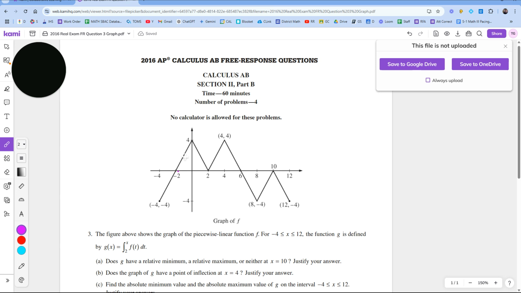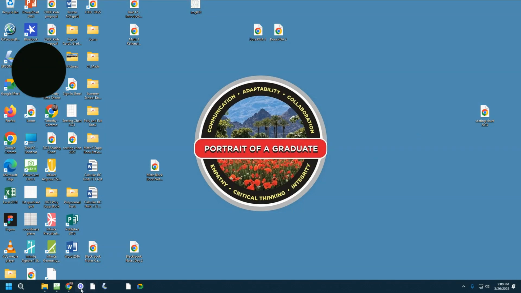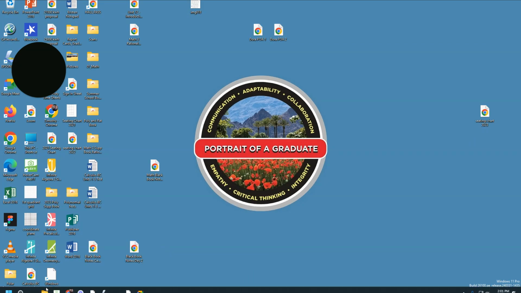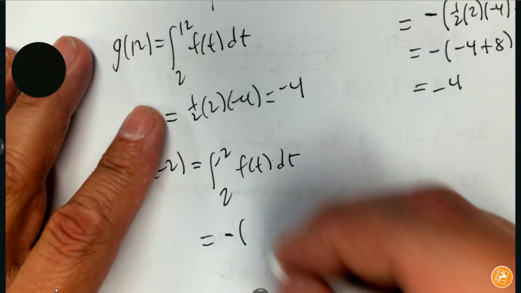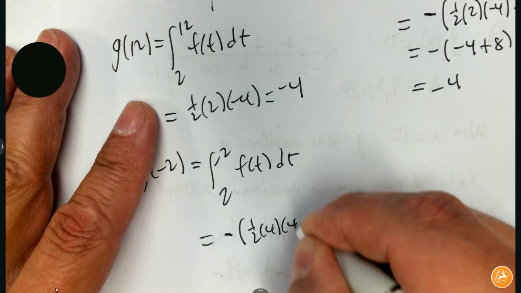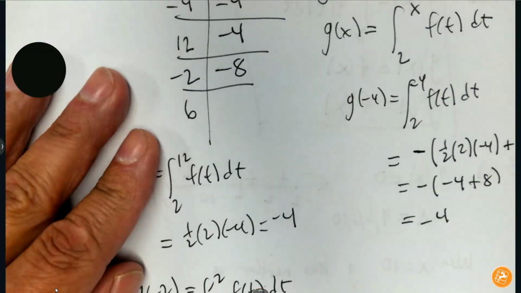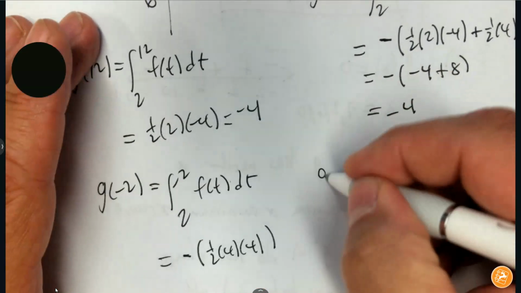So from -2 to +2, that's just this triangle right here. It's above the axes, it's positive. Half the base times the height, so half of 4 times 4, so that area is 8. So again, half of 4 times 4, so that's 8, but it's negative in front because it's improper. And then one more for 6.